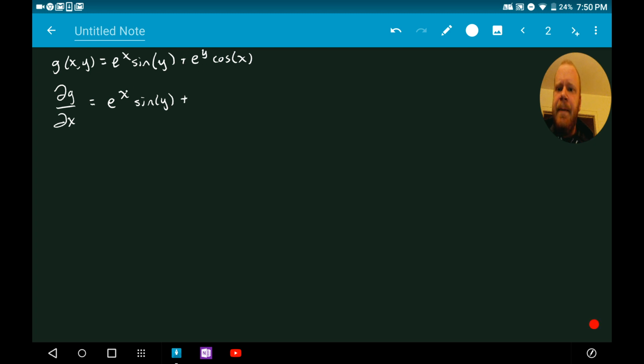This next one, we're going to treat x like a variable, y like a constant. So e to the y is a constant, but x is a variable. So some constant times cosine of x is going to be negative sine of x, and then we need that same variable around. Del g del y, very similar, right? We just kind of switch which one we are going to be changing around.